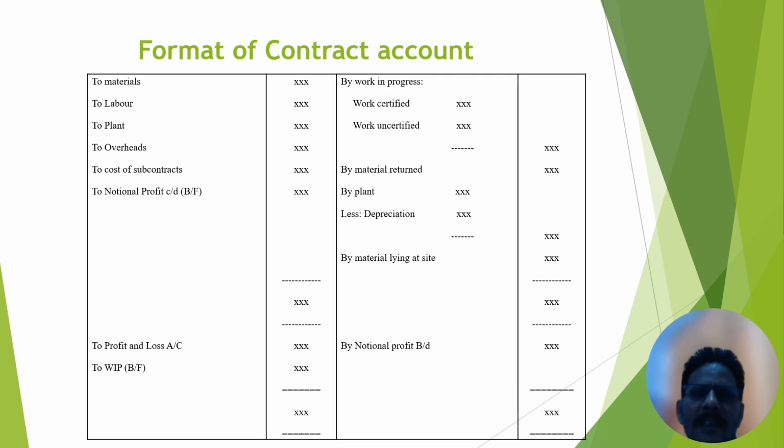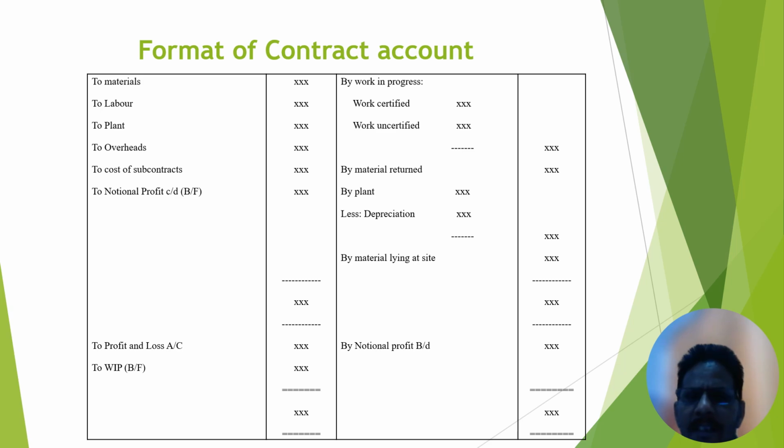Now after that, this is the format for preparation of contract account. Under the debit side we mention expenses regarding material, labor, here mention plant full amount, then overhead expenses, manufacturing expenses, subcontract cost, etc. we mention in the debit side. Now after that in the credit side we mention here the details regarding work in progress. Under this we have to mention two main parts, works certified and works uncertified. The total amount we mention in the outer column.